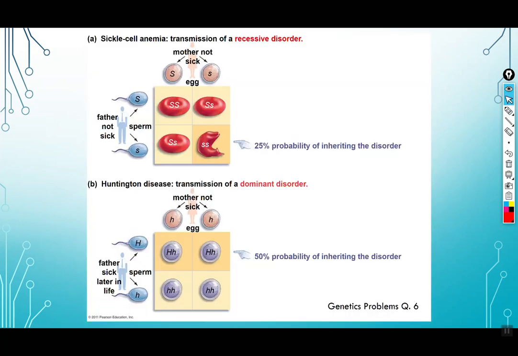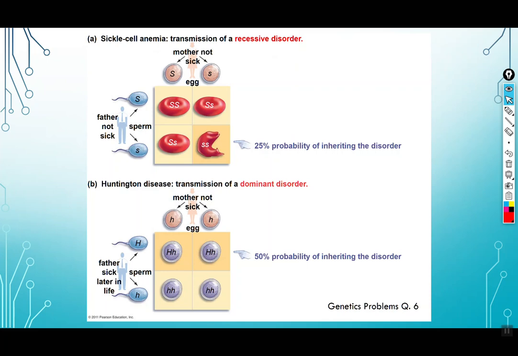So let's compare and contrast two Punnett squares. In the top one, sickle cell anemia, which is a recessive disorder, there's a 1 in 4 chance or 1 in 4 probability of inheriting the disorder if you cross two heterozygotes. So we have a 1 to 2 to 1 genotypic ratio, but a 3 to 1 phenotypic ratio. In the case of Huntington's, if there is an affected father, but mom is not affected, there's a 50% probability of individuals passing the disorder along.